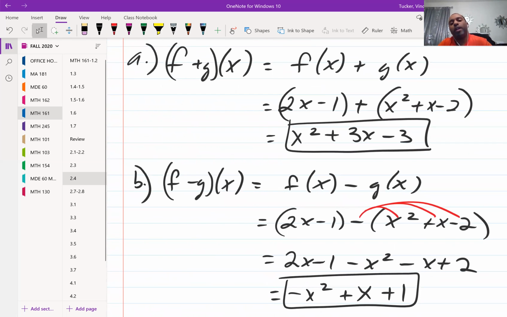Next one, f of x minus g of x. Subtracting those functions. Don't forget to distribute the negative to the parentheses that follow it. So that'll be 2x minus 1 minus (x squared plus x minus 2). So negative x squared plus x plus 1 after you combine your like terms.